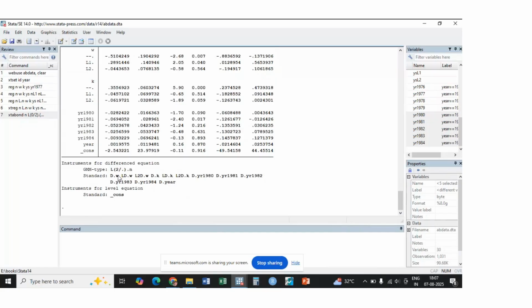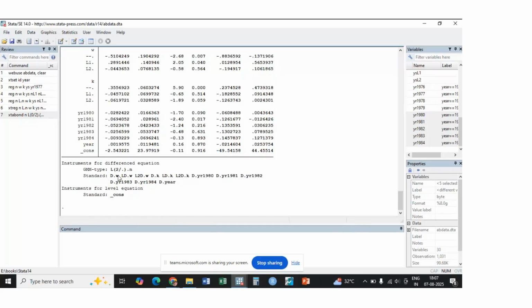A few of them are given here: 1, 2, 3, 4, 5, 6, 10, 11 are given here. What about the rest? The rest is coming from the GMM, because these are the ones we specifically asked for.